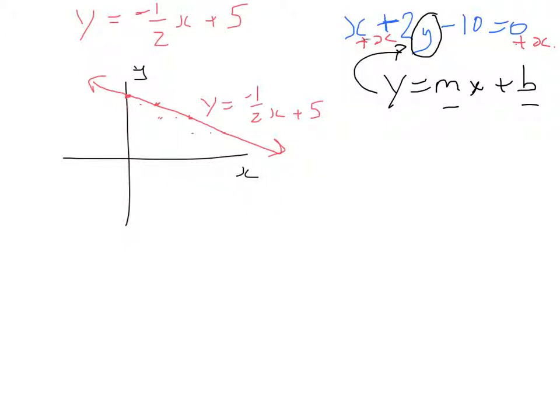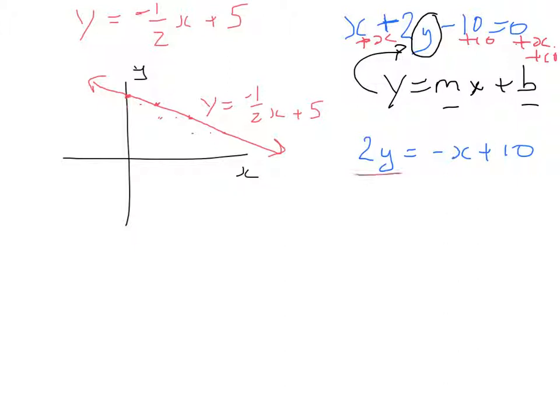Okay, so I really want to subtract x there from both sides. And I have a minus 10, so I really want to add 10 to both sides to undo that. So on my left side, I'm going to be left with a 2y. And on the right side of the equal sign, I have a minus x plus 10.